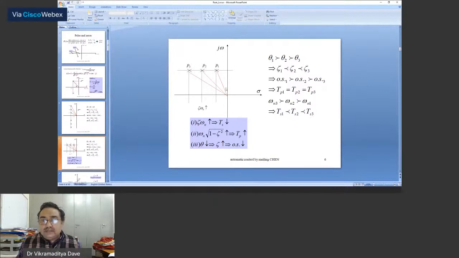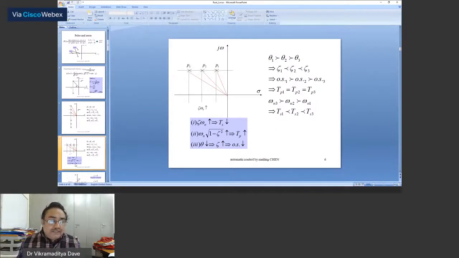Here this is theta 1, this is theta 2, and this is theta 3. So theta 1 is greater, theta 2 is less, and theta 3 is again very less. From that we will find that the damping ratio eta 1 will be least, while eta 3 will be greater. Similarly, we can comment on the peak time and on the settling time also.